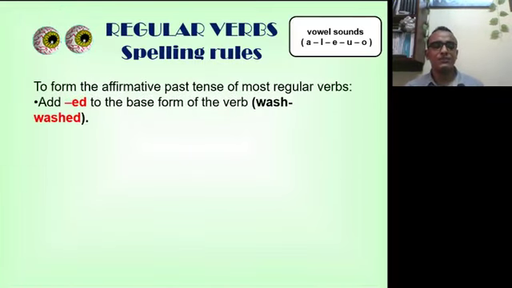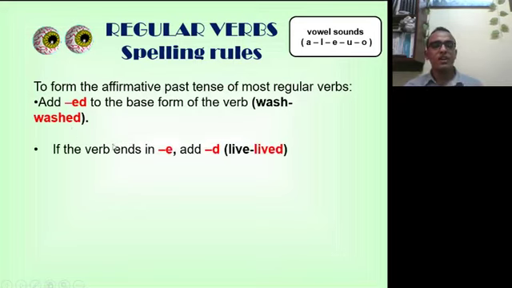Regular verbs mean that when the verb accepts D or ED or IED, we call it a regular verb. So let's start by knowing how to add ED or D or IED to the verb. To form the affirmative past tense of most regular verbs, we add ED to the base form of the verb, to the infinitive form. For example, wash, washed.